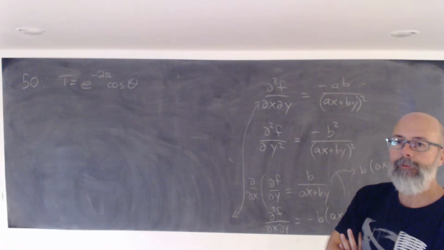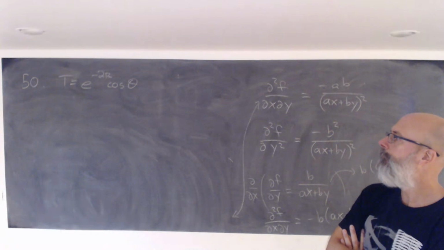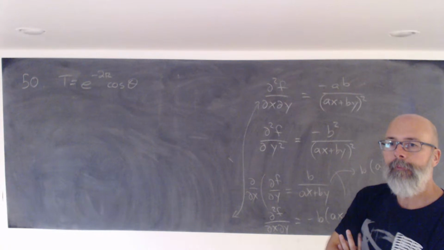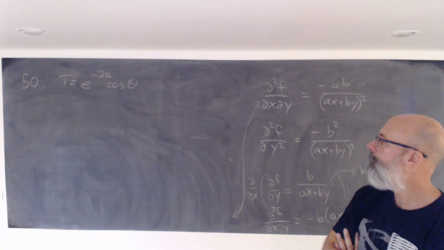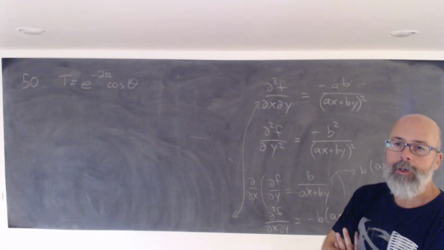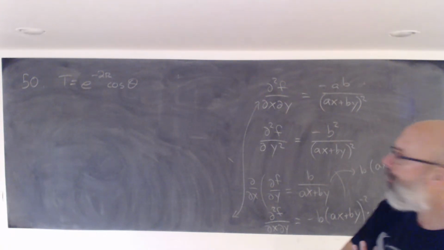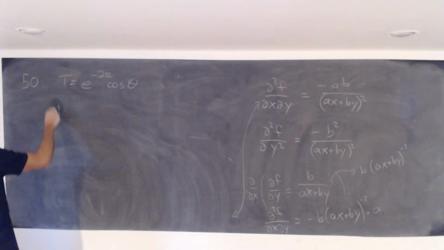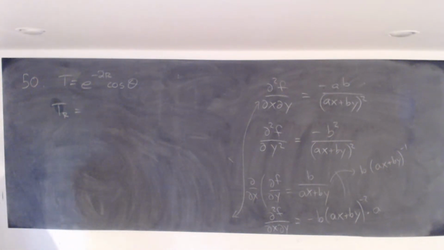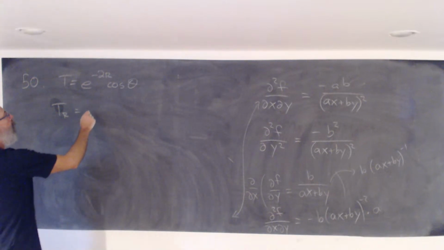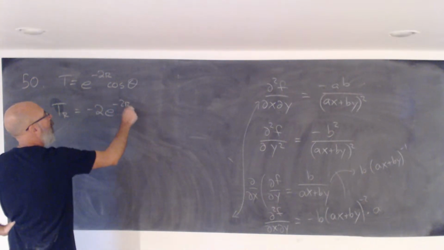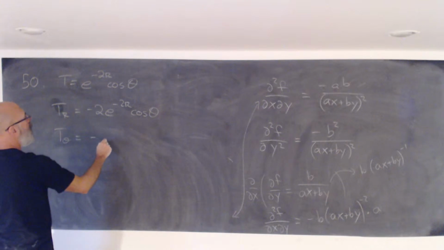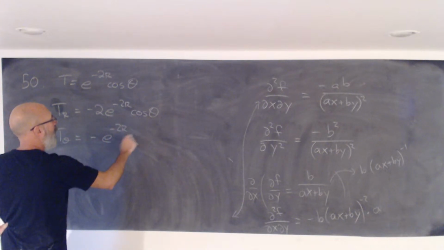All right. Consider this. T is a function of r and theta. Let's differentiate with respect to r, with respect to theta, and see what happens. Well, let's use the other notation. T_r is minus 2 e to the minus 2r cos theta. T_theta is minus e to the minus 2r sine theta.